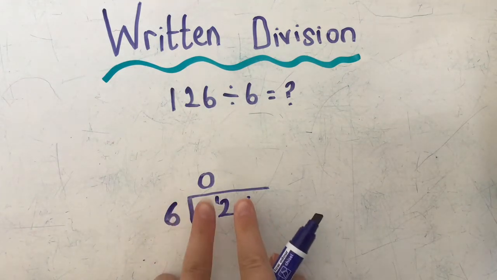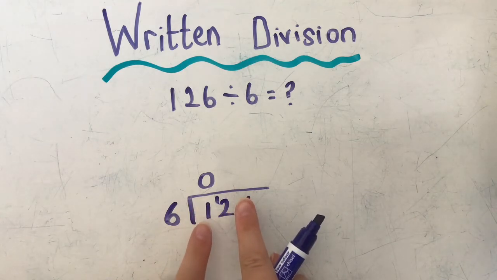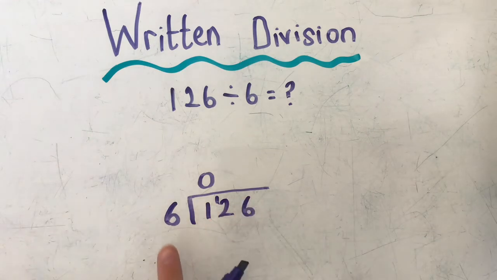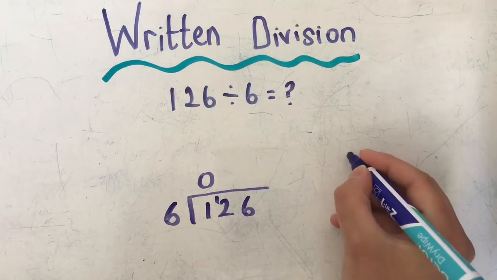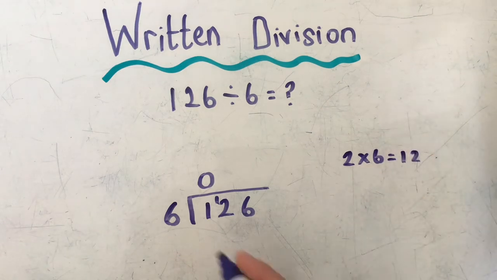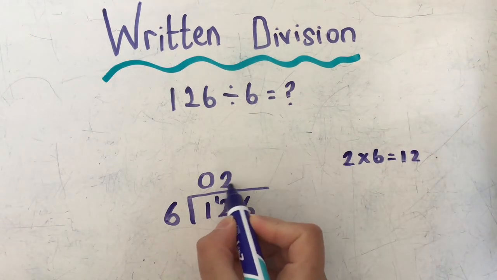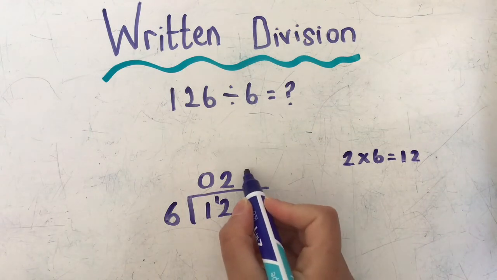Then we just look at this column, and now we've got a 12. So because we've carried over the 1, it makes the 2 into 12. And we say, how many times does 6 go into 12? And because of our 6 times tables, we know 2 times 6 equals 12. So here, above this one, we write 2. And finally, we have to see how many times 6 goes into 6. And that's easy peasy, that is 1.